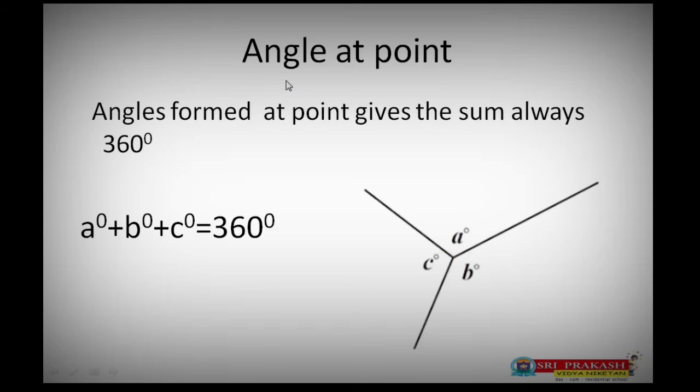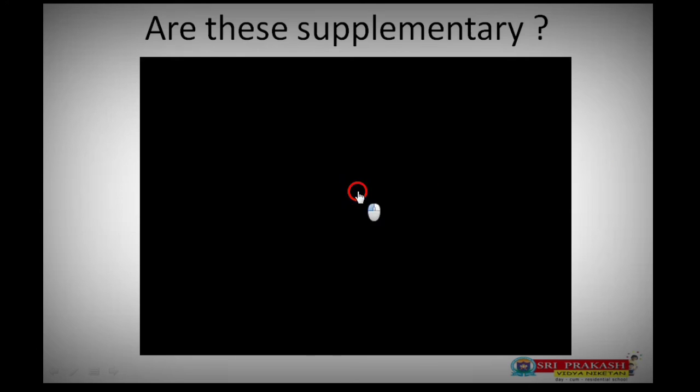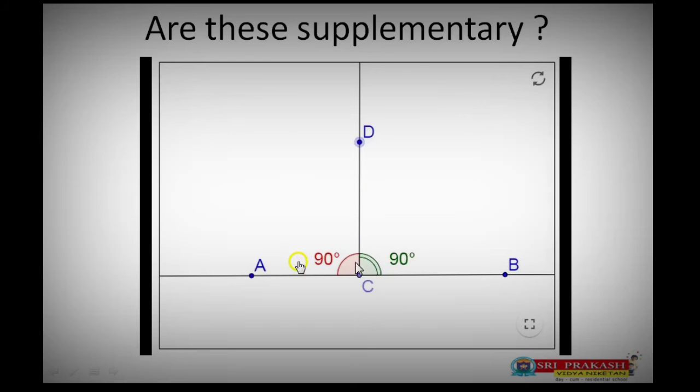Angle at a point. Whether they may be a linear pair, adjacent angles, supplementary angles or conjugate angles, whatever, if they are formed from a point, then their sum is always 360 degrees. Now observe these two angles. Here the sum of these two is 90 degrees. They are adjacent angles. If we change the rotation, they form different angles. If you observe these, their sum is always 180 degrees.